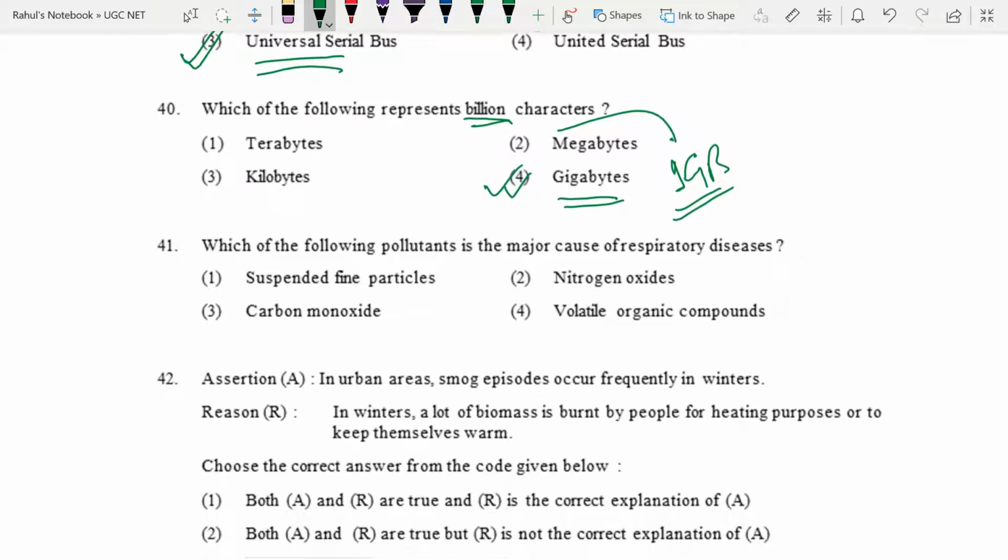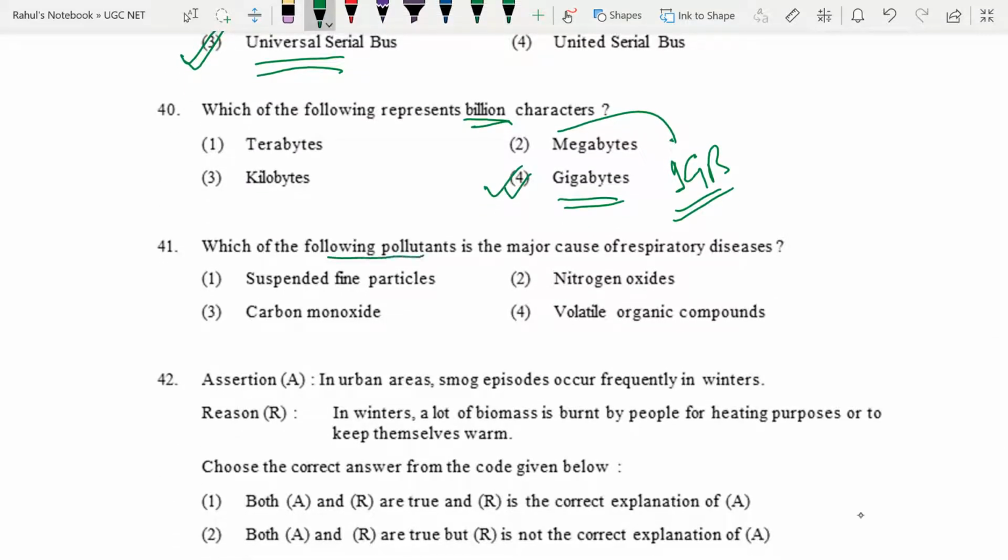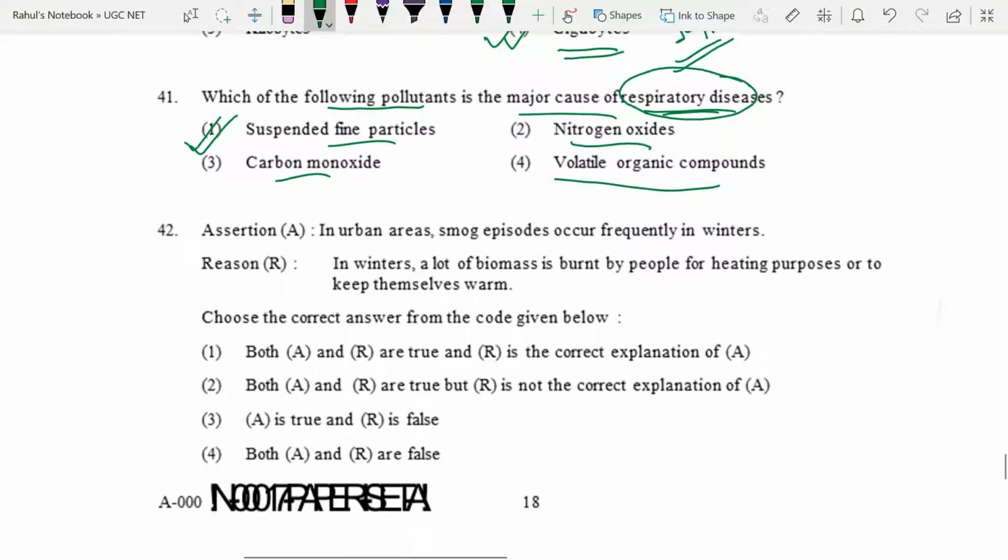Question number 41. Which of the following pollutants is the major cause of respiratory diseases? Option A, suspended fine particles. Option B, nitrogen oxides. Option C, carbon monoxide. And option 4, volatile organic compounds. So the question is, which of the following pollutants is the major source of respiratory disease? For respiratory disease, suspended fine particles in the air are the cause.